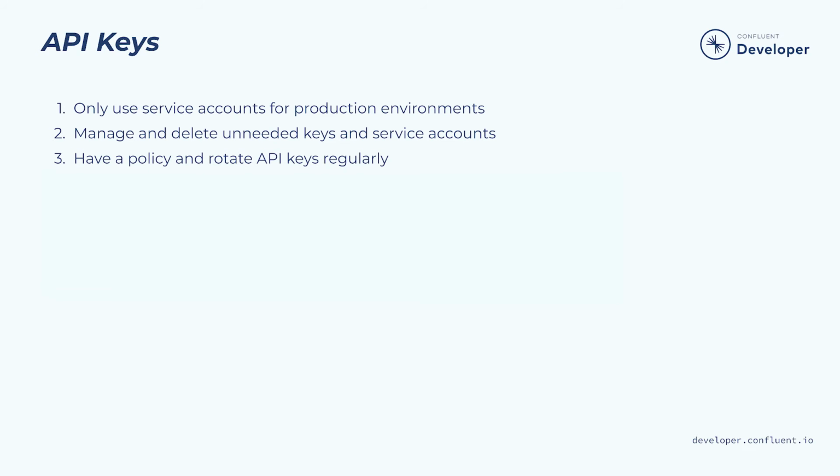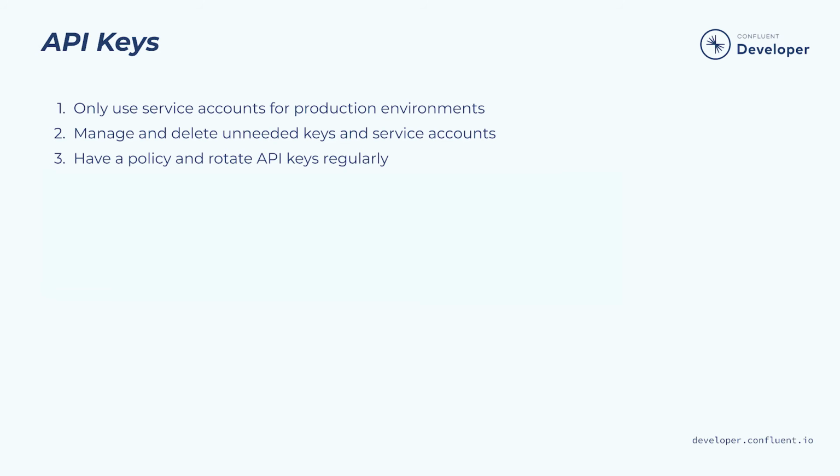Number 3, rotate your API keys regularly. Access to your Confluent Cloud resources is controlled by API keys associated with service accounts, which have access controls determining what the service account has access to. API keys can be created and destroyed without affecting the service account ACLs and RBAC role bindings.